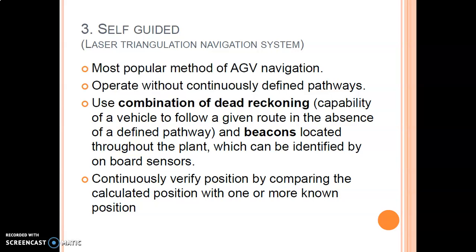Now the third one is the self-guided laser triangulation navigation system. It is the most popular method of AGV navigation and operates without continuously defined pathways. It uses a combination of dead reckoning capabilities of the vehicle to follow the given route in the absence of a defined pathway. It continuously verifies position by comparing the calculated position with one or more known positions. So this is a self-guided system. It does not require much physical arrangement.